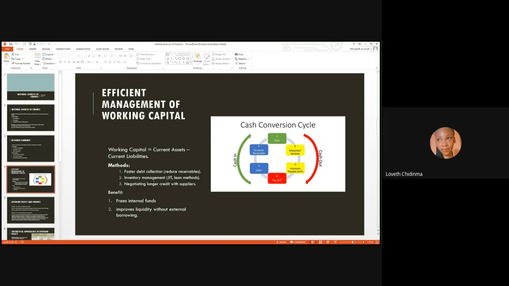If you look at our cash conversion cycle, we see how the cash comes in and how the cash goes out. We have the cash, we have the materials and services we purchase with the cash. We have accounts payable that we are owing that we have to pay. This is where we pay the vendors or the payables, and we sell. Selling, we have accounts receivable, that are debtors. So when they pay, we go back to cash. So this is a cash conversion cycle. We have the benefits of efficient management of working capital: free internal funds, and improved liquidity without external borrowing.